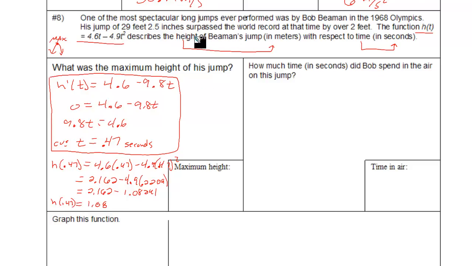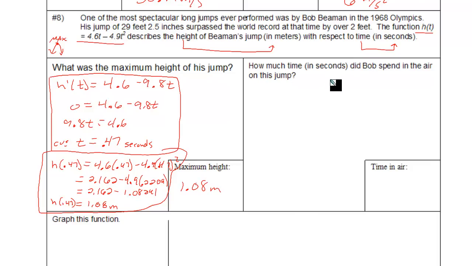This is h. H was measured in meters. That's the y value of the critical point. So the maximum height is 1.08 meters. How much time in seconds did Bob spend in the air on his jump?